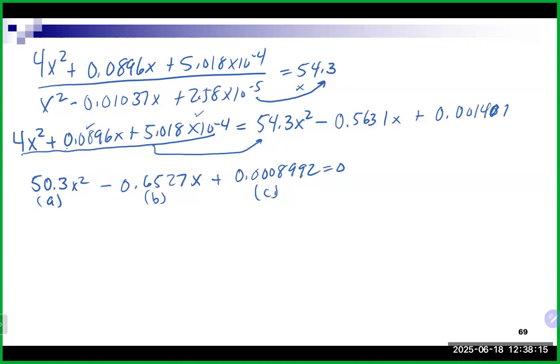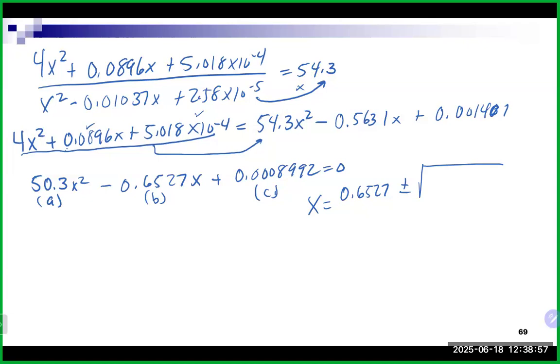Let's see here. So we're going to go into our quadratic formula in this case. x is equal to minus b, which would be minus 0.6527, plus or minus the square root of b squared. All right, so we got there.